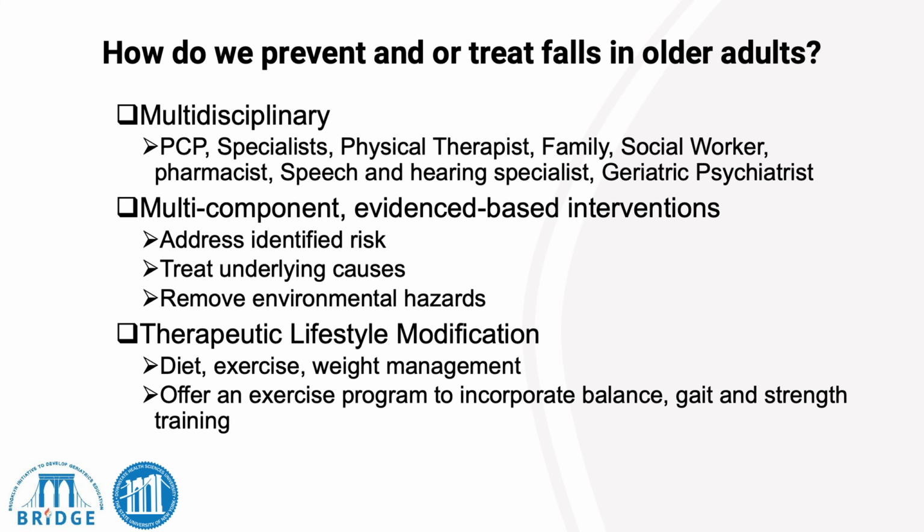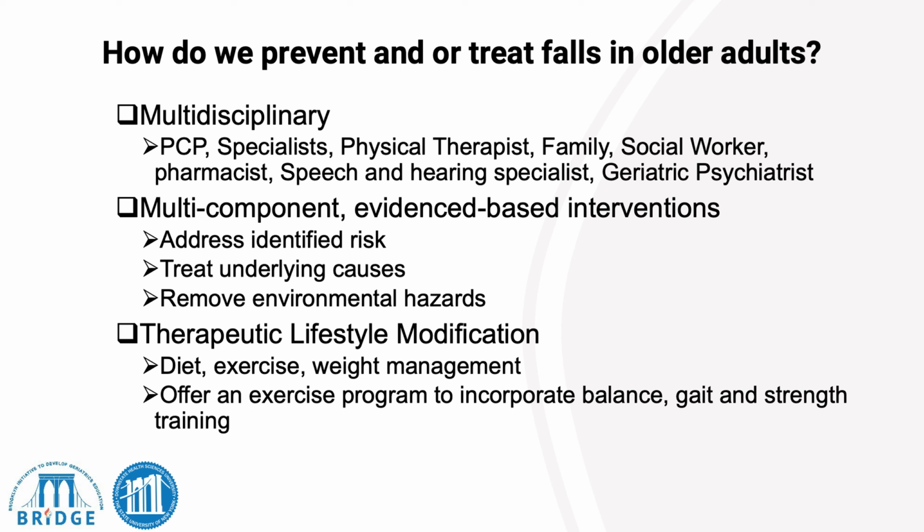How do we prevent and how do we treat falls in older adults? A multidisciplinary team-based approach is recommended. A team-based approach that incorporates not only the primary care physician, but also other specialists, including the physical therapist, the social worker, the family, the psychiatrist, the ophthalmologist, and the pharmacist. It is also recommended to use a multi-component evidence-based approach that takes into account addressing identified risk, treating underlying medical problems, and removing environmental hazards.